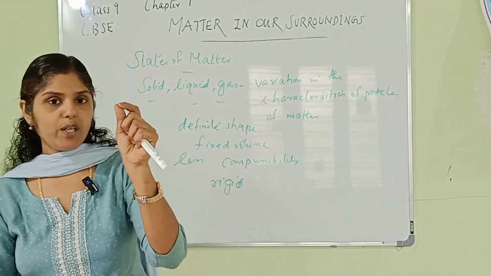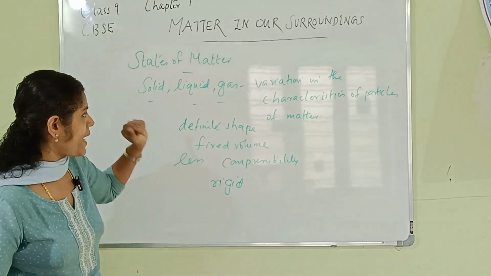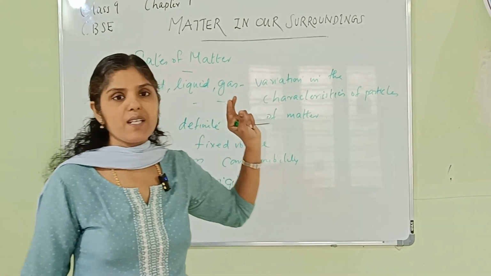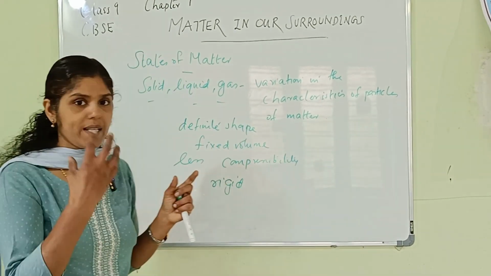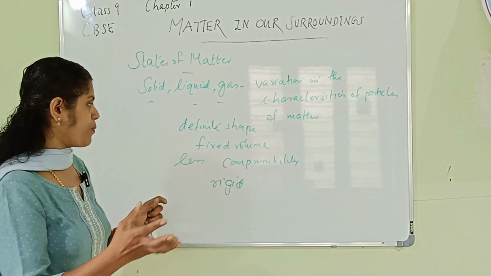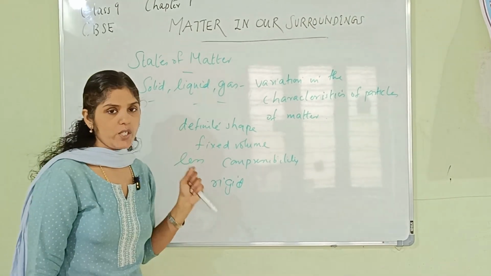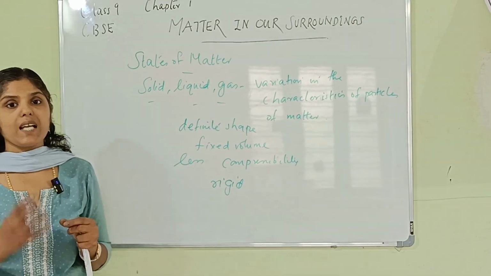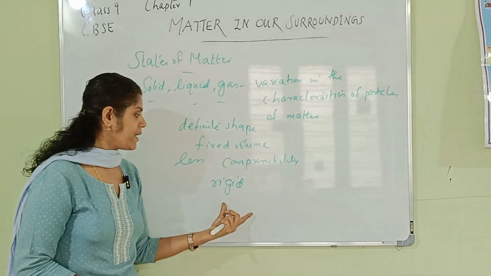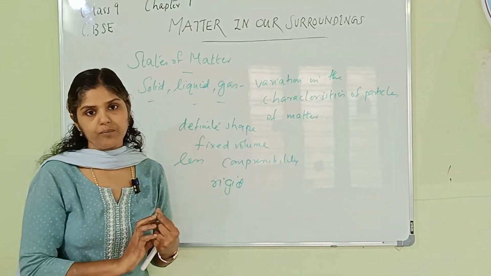So what are the peculiar features of a solid? Matter exists in solid, liquid and gaseous forms, and these different forms are due to the variation in characteristics of particles of matter. As for solids, a solid has a definite shape and fixed volume, its compressibility is negligible, it has distinct boundaries, and its shape can be retained. That means it is rigid.